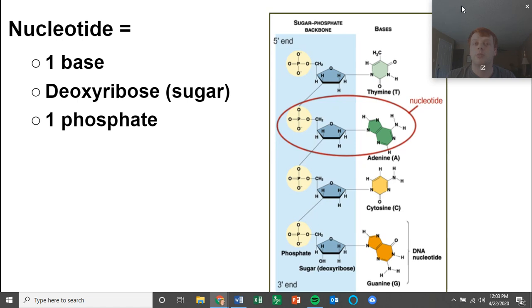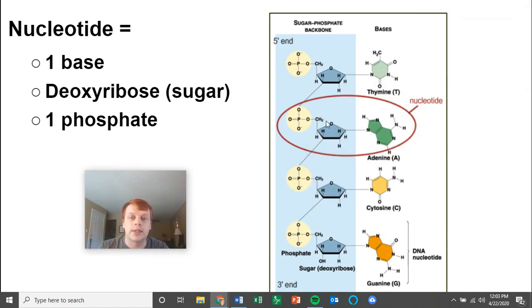When we're talking about a nucleotide, remember that's kind of this right here, the part that makes up each section of the DNA. There's the base, those are the steps that we discussed earlier. This one's adenine. The sugar, which is deoxyribose right here, and then a phosphate group attached. So every nucleotide is made of a base, a sugar, and a phosphate.